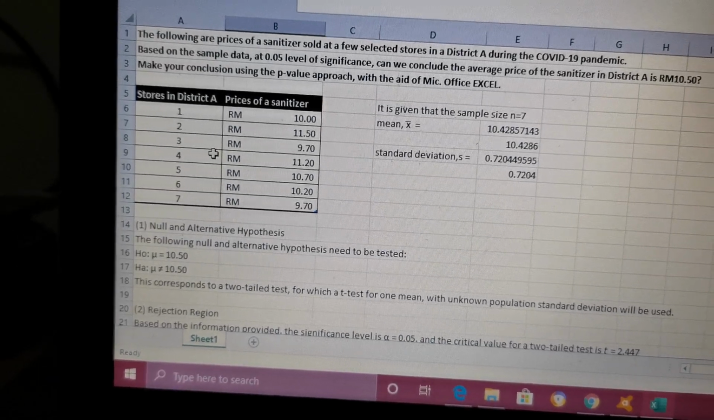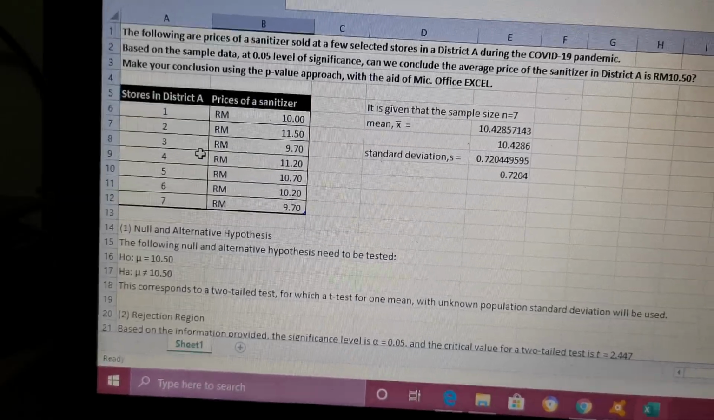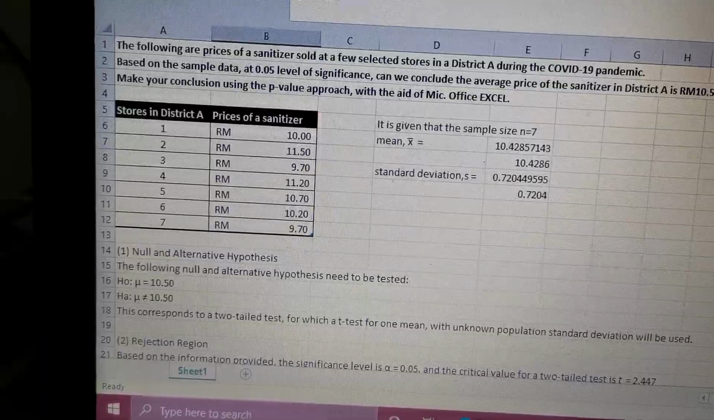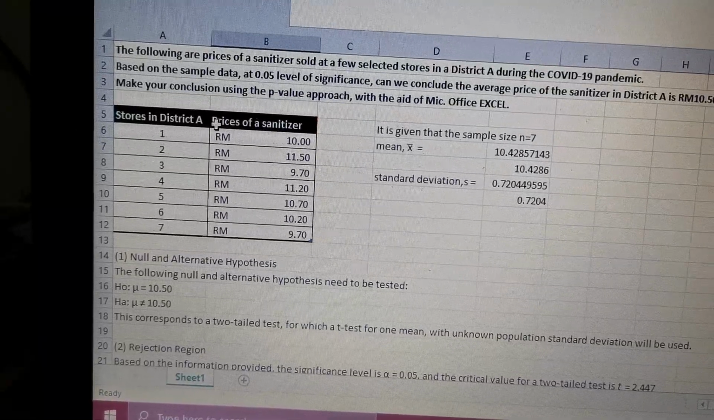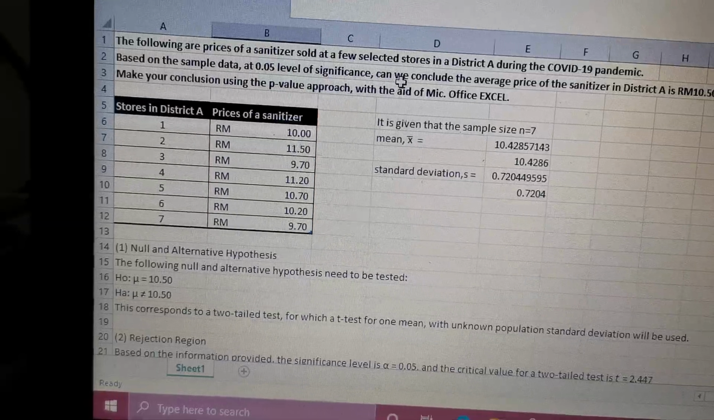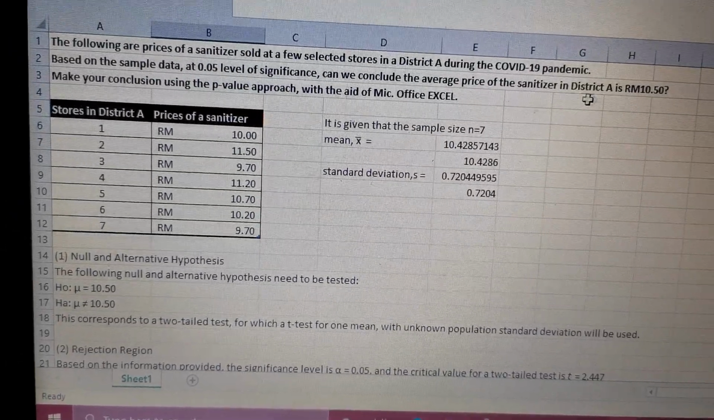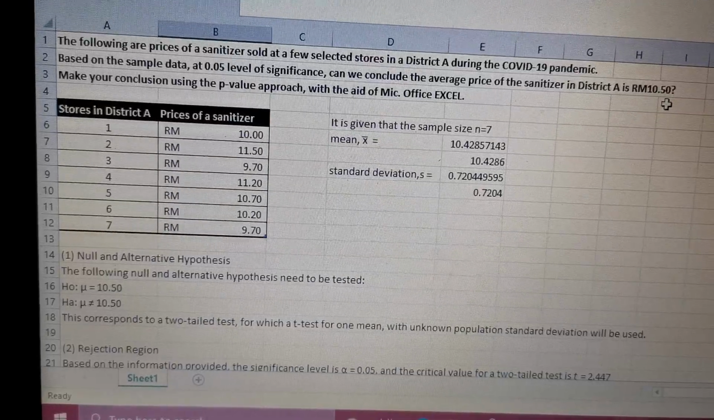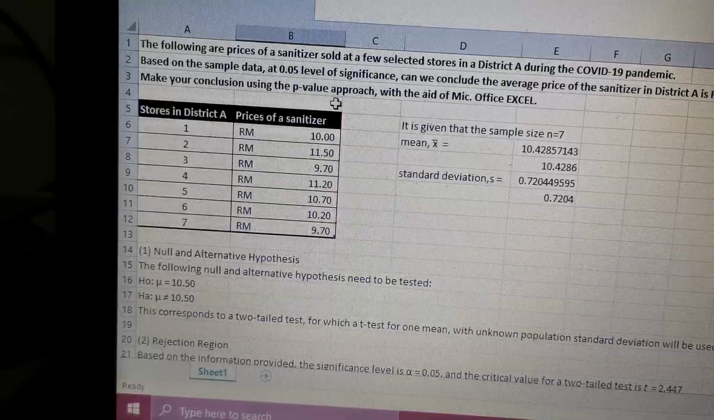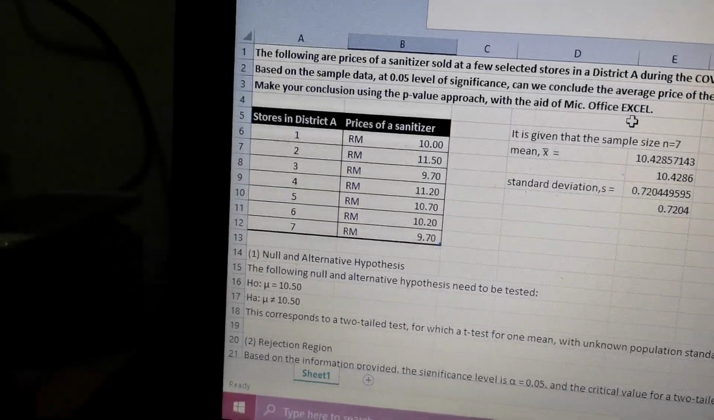Question 1. The following are prices of a sanitizer sold at a few selected stores in District A during the COVID-19 pandemic. Based on the sample data at 0.05 level of significance, can we conclude the average price of the sanitizer in District A is 10 ringgit and 50 cents? Make your conclusion using the p-value approach with the aid of Microsoft Office Excel.